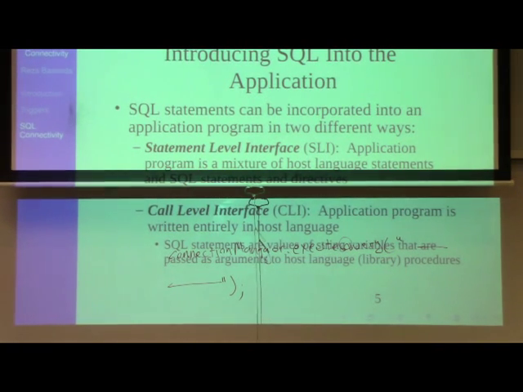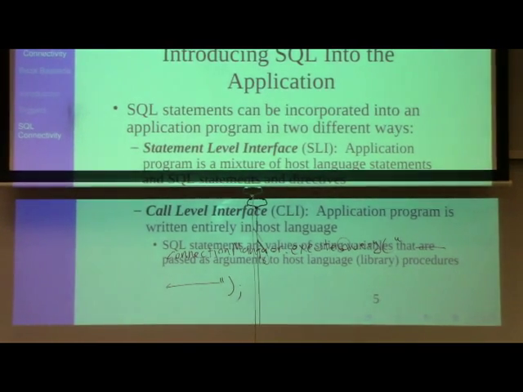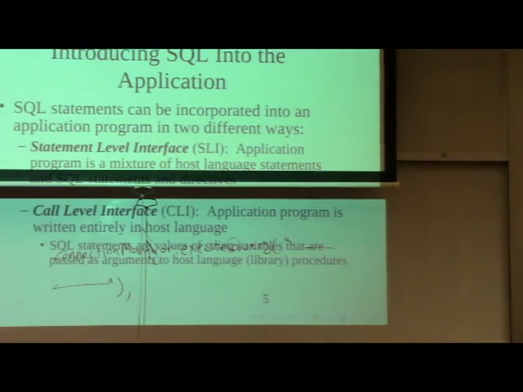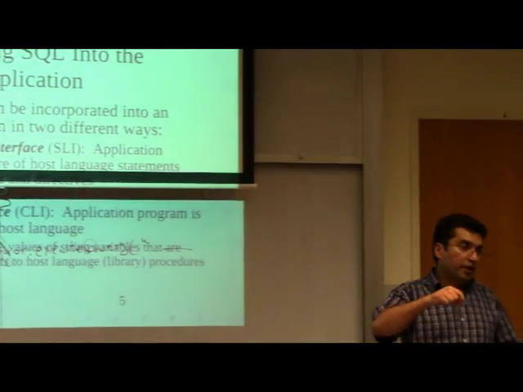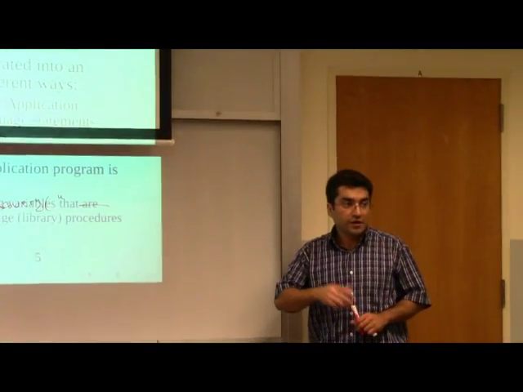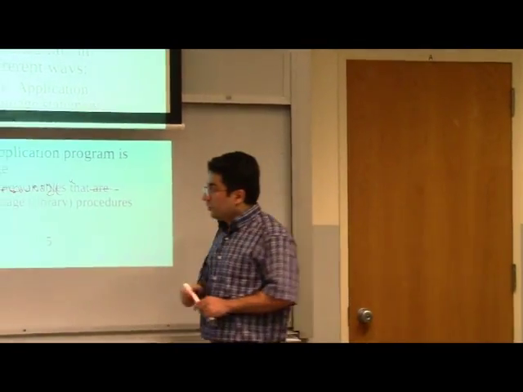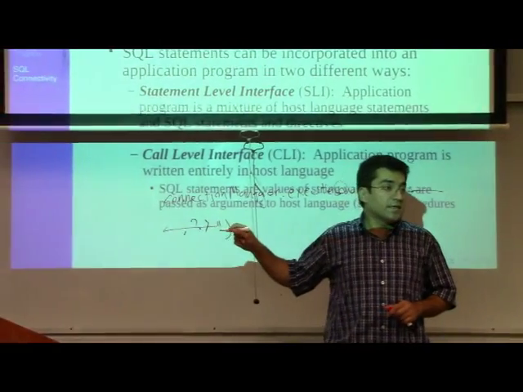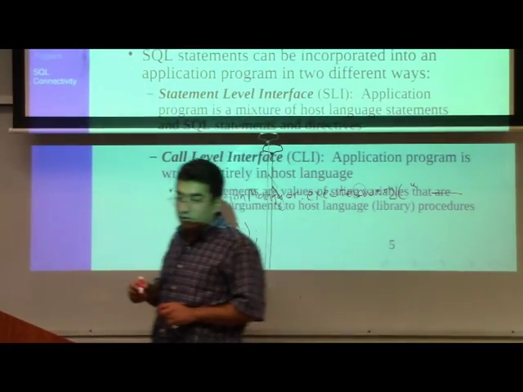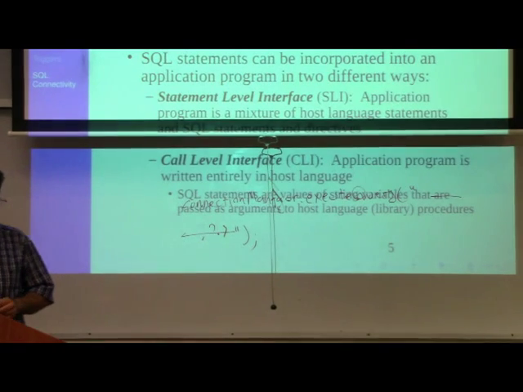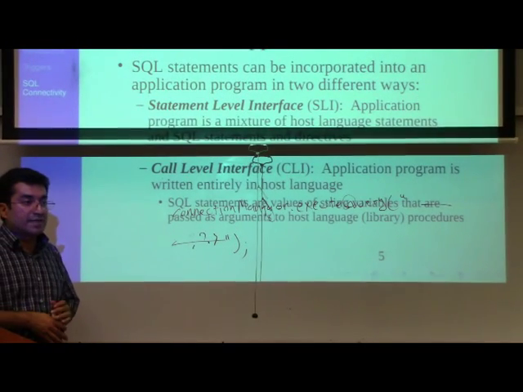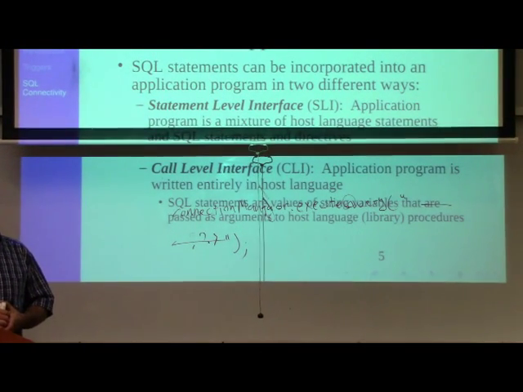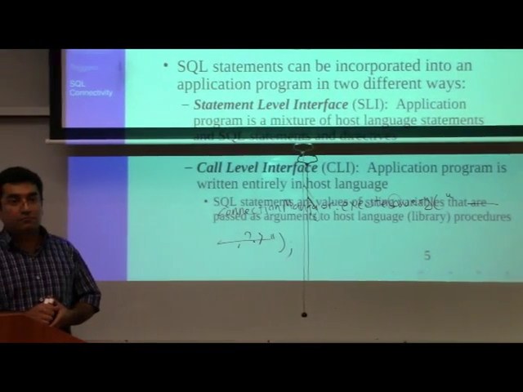Suppose that you customize a query, a callable statement, where the query gets parameters from the functions. That is not the string. Then you put a dollar sign in the execute command, right? And in that case, you will have a statement level interface.